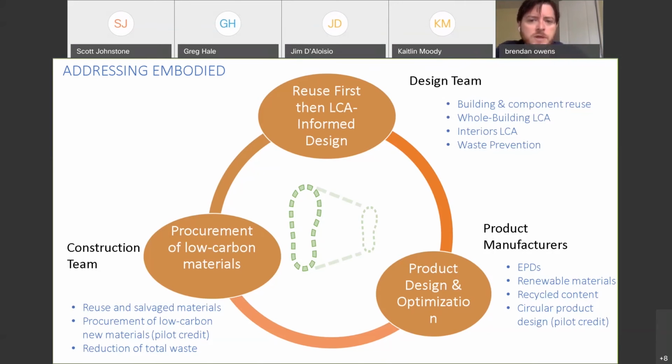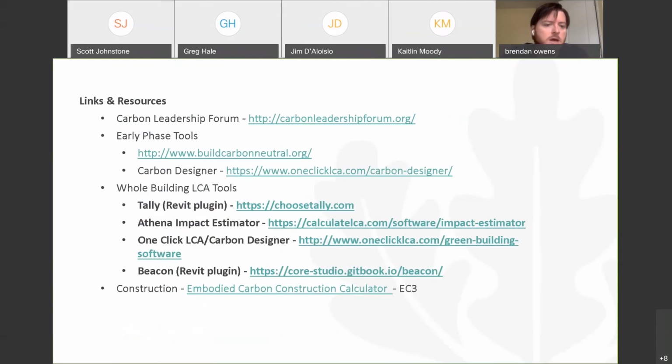The tools that I would like to, Brendan, 1 minute. Yep, the tools I'd just like to highlight in terms of use are listed on this slide. I'll spend some particular time looking at the whole building LCA tools. So if you don't know what Tally is, or Athena Impact Estimator, or One-Click LCA, or Beacon, I encourage you to take a look at these as mechanisms to be able to give you better informed decision-making around embodied carbon from a life cycle assessment perspective.